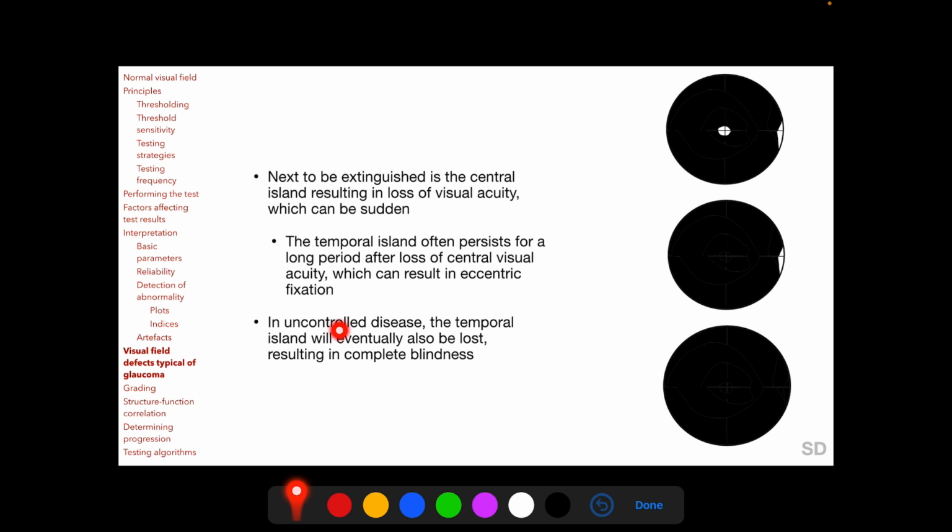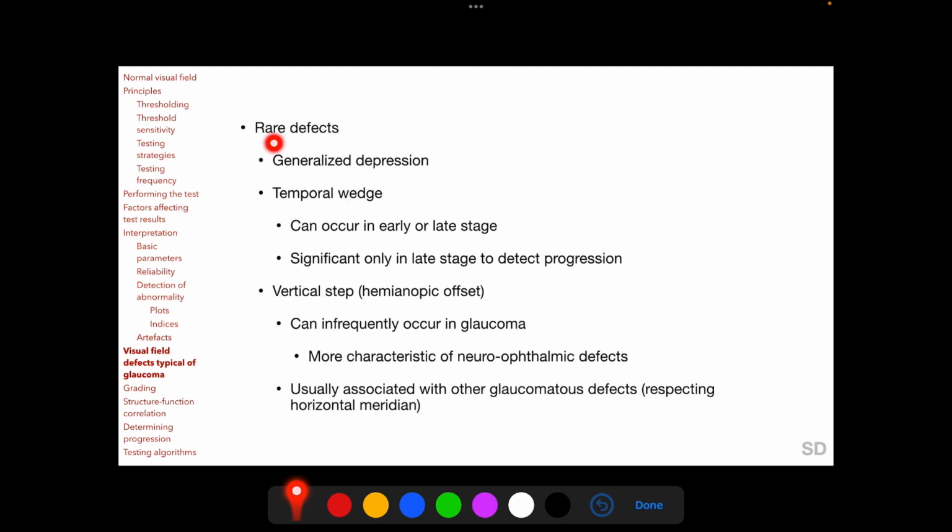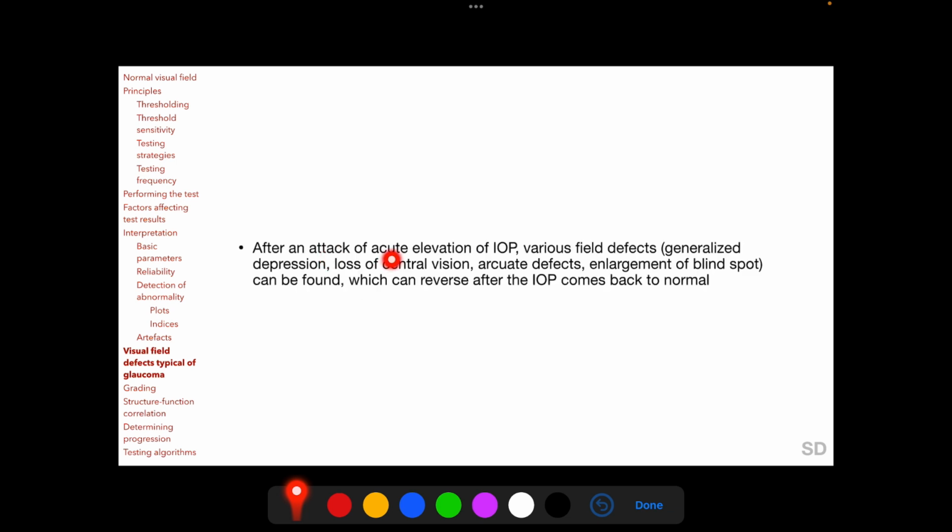If glaucoma is still uncontrolled, the temporal island will also eventually be lost, resulting in complete blindness. Rarer visual field defects which can be occasionally found in glaucoma include generalized depression, temporal wedge, and vertical step. We must remember here that vertical step, which respects the vertical meridian, is more characteristic of neuroophthalmic defects. After an attack of acute elevation of intraocular pressure, various field defects can be found which can reverse after the IOP comes back to normal.